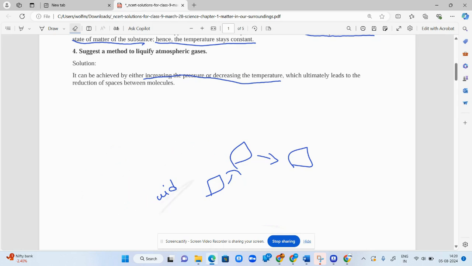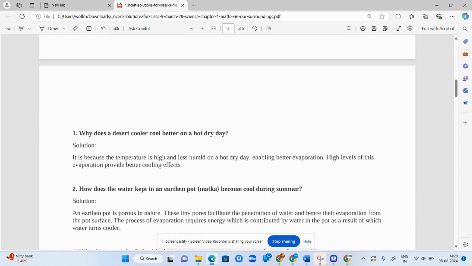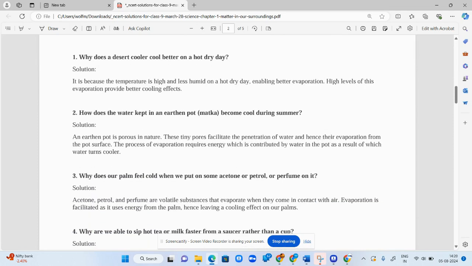For example, in hospitals and all, nitrogen cylinders, oxygen cylinders and all are carried in this manner because it is easy for us to transport. Why does a desert cooler cool better on a hot, dry day?